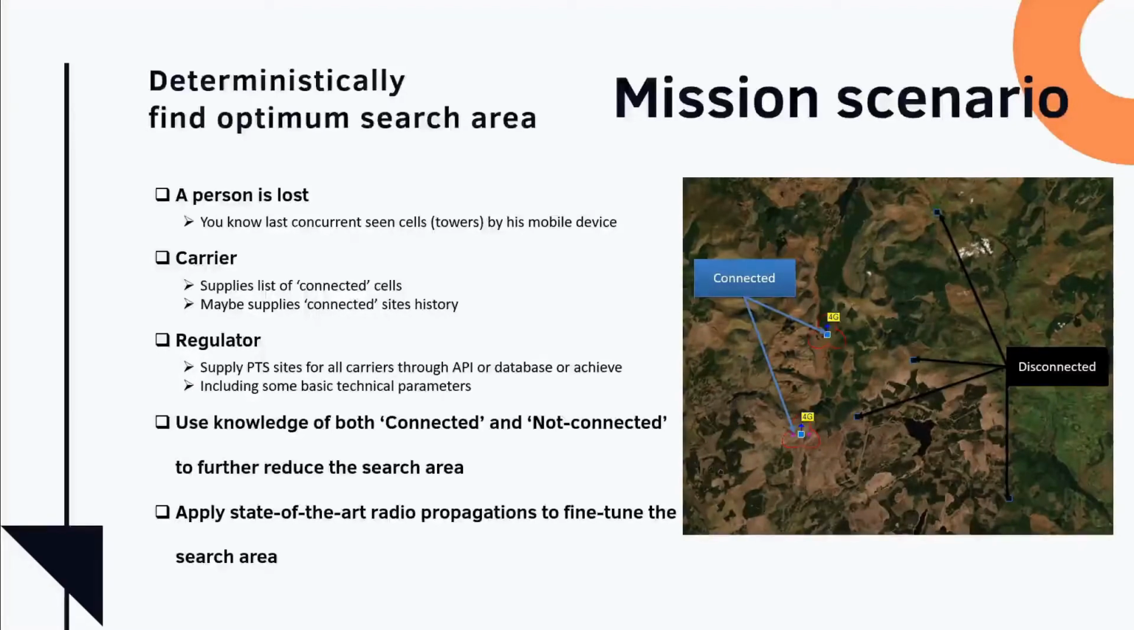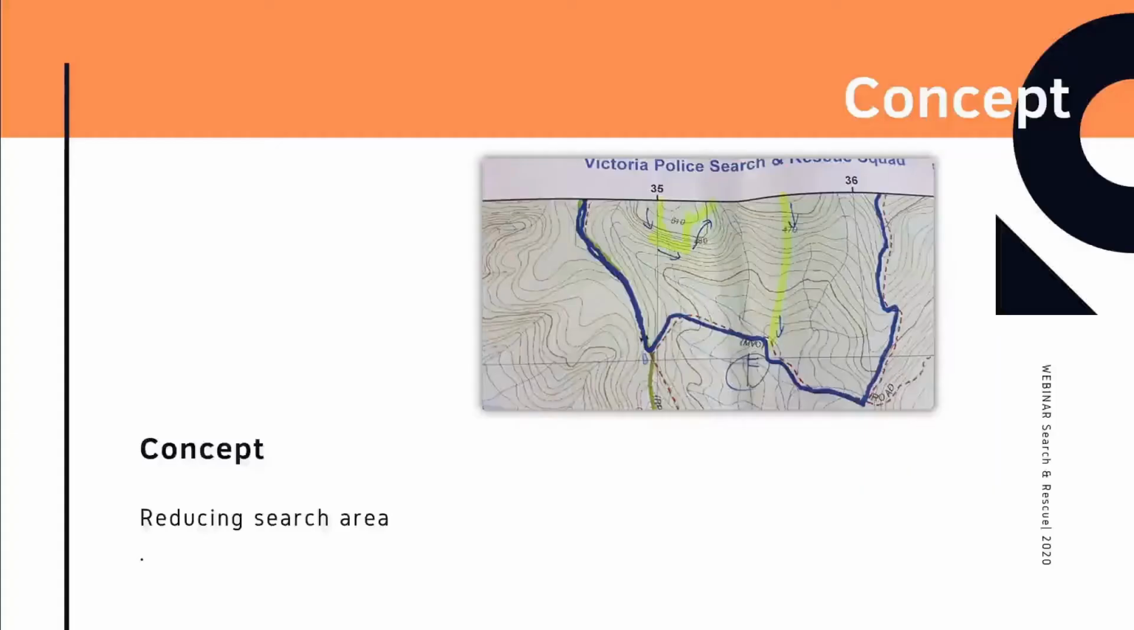We're going to use the knowledge of both connected and non-connected cells, and this is very important. We're not just going to use the connected cells. We're also going to leverage the non-connected cells in order to further perfect the search area. So we know these two cells are connected to the missing person, but these 1, 2, 3, 4 are not connected. We're going to use both connected and not connected in order to try to reduce the search area. What is the concept behind this?